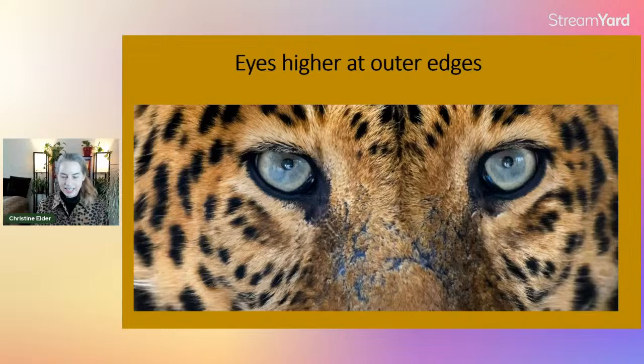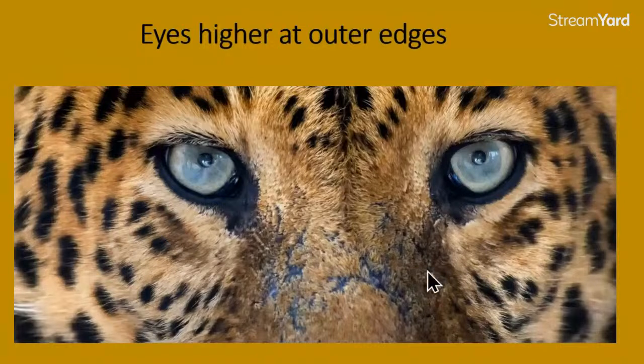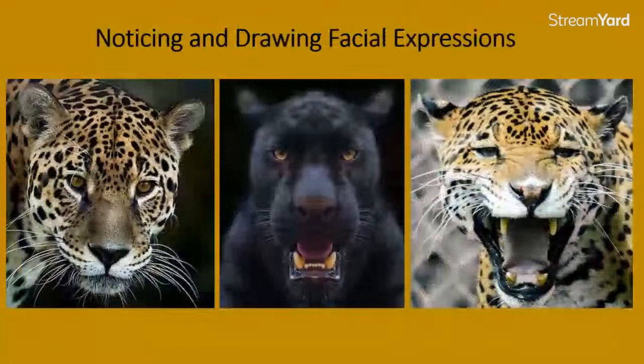Okay. And then even closer, looking at the eyes, noticing that the eyes are higher at the outer edges, compared to ours. I've got my eyes made up to look like a jaguar or leopard, but see, ours are not. They're more even, whereas the leopard is very different. And then again, when you're drawing, you want to think about those expressions.